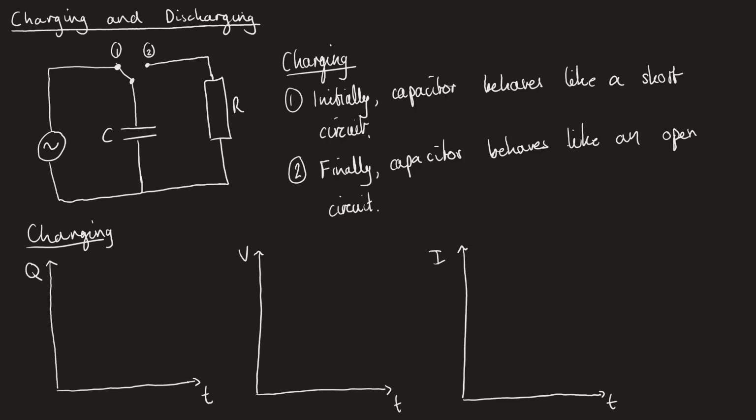So first, let's look at how the charge varies with time. Like we've said, initially when we first start the current flowing, it behaves as a short circuit, which means that we haven't stored any charge on the capacitor to begin with, right? So at time t equals 0, when we're charging, we start with no charge being stored on the capacitor.